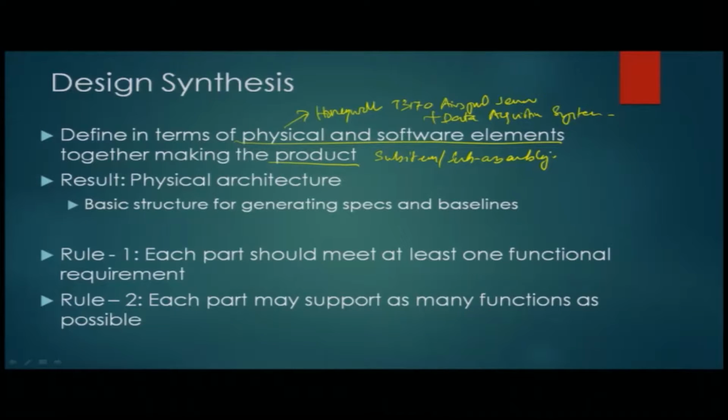So we had a functional architecture earlier. The result of the design synthesis is the physical architecture. The physical architecture is defined as the basic structure that is needed for generating specs and the baselines. So you have the physical architecture of the complete product or system.